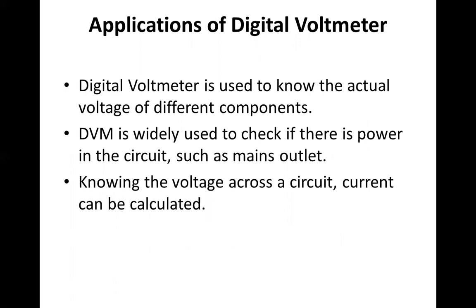Applications of digital voltmeter. Digital voltmeter is used to know the actual voltage of different components. DVM is widely used to check if there is power in the circuit, such as a mains outlet. Knowing the voltage across the circuit, current can be calculated. So this is all about the digital voltmeter and the classification of digital voltmeters and their advantages, disadvantages, and applications.